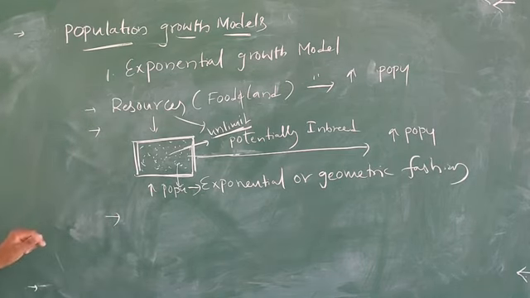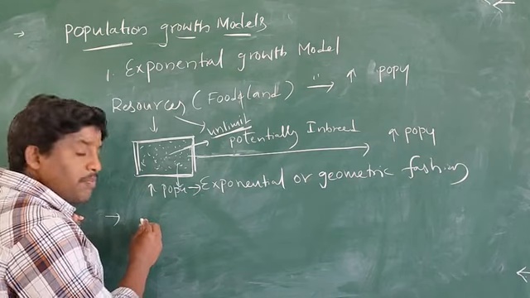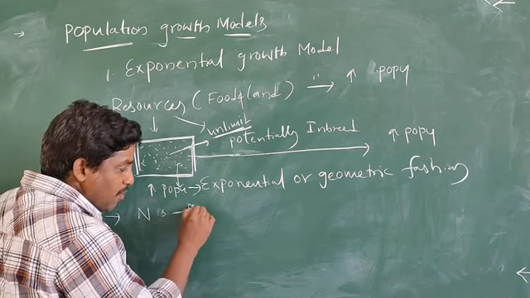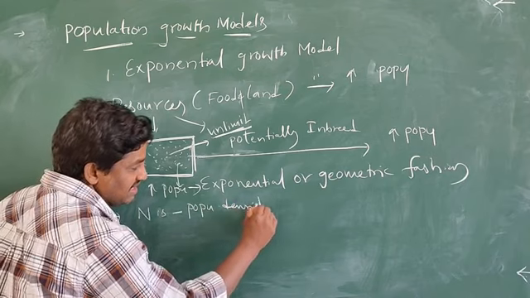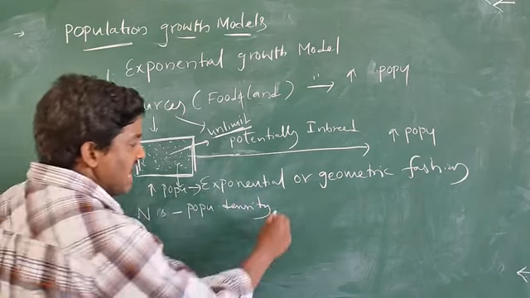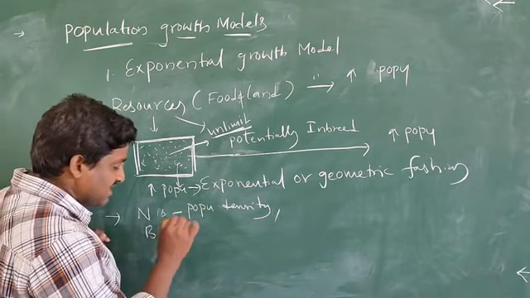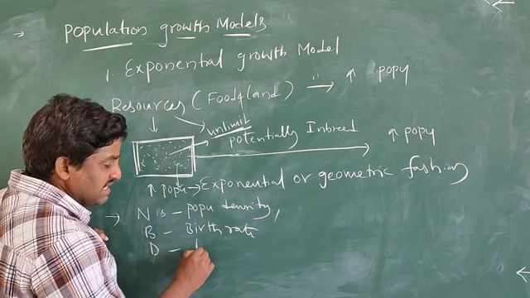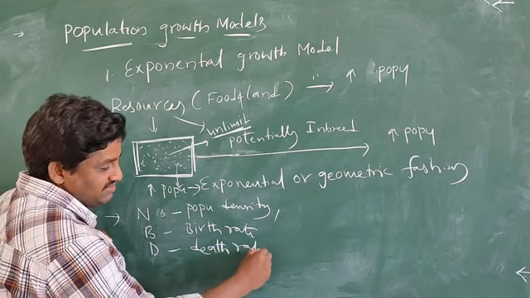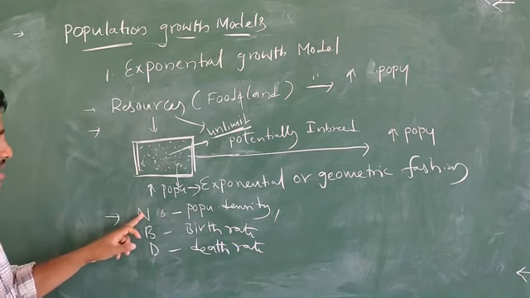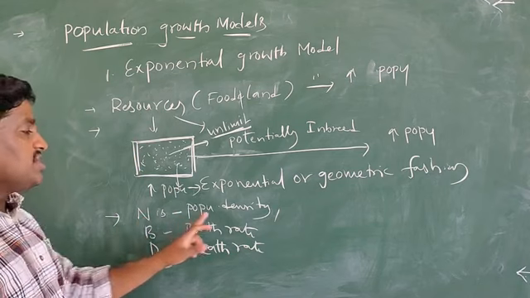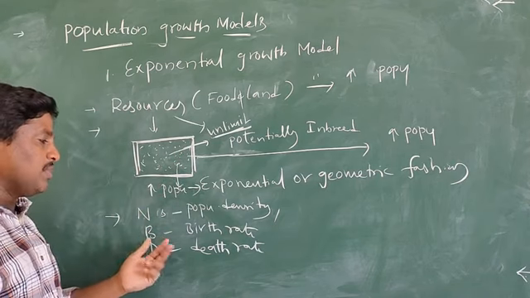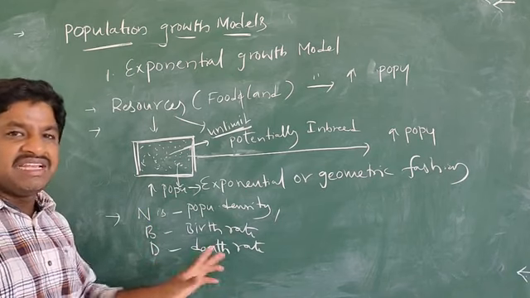In these conditions, if n is the population density or population size in any habitat, and b represents the birth rate, and d represents the death rate.